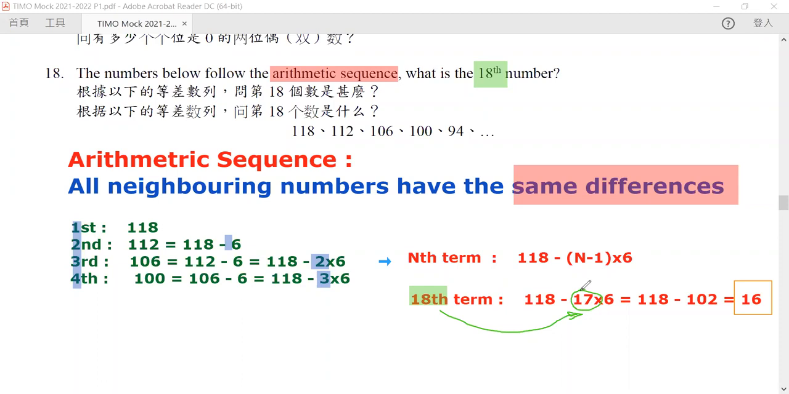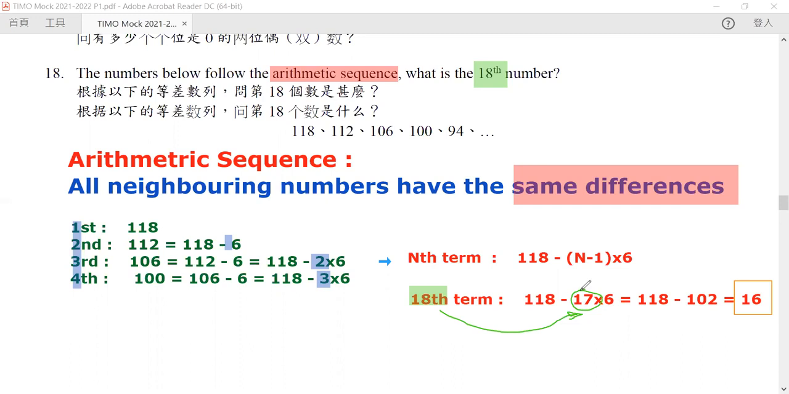Okay, our first term, of course, you don't need to subtract any of it. It will be equal to the first term, but for our second term, you need to subtract 1 of the common difference. For our third term, you need to subtract 2. And for the fourth term, you need to subtract 3. And hence, by this logic, our 18th term, you need to subtract 17 of the common difference, which is 6.